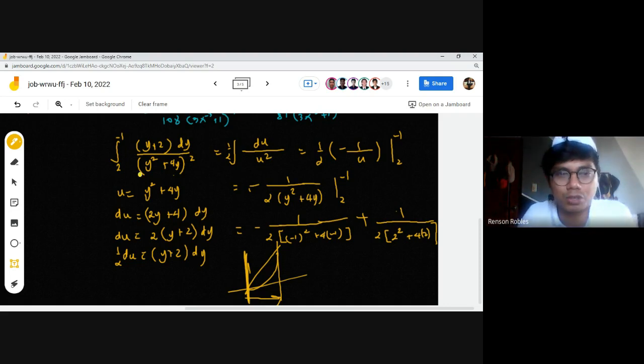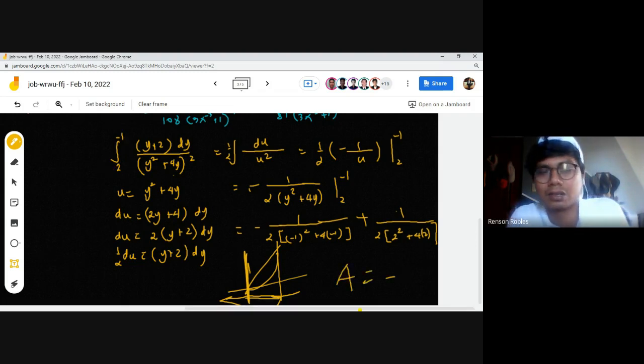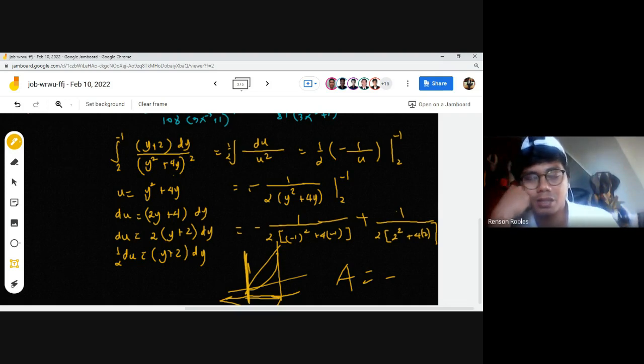So kapag in-approach natin siya from right to left, and that happens whenever the lower limit is larger than the upper limit, nagkakaroon kayo ng negative na area. So nagiging negative yung area kasi you are approaching the area from right to left. Okay? So that means the area will be negative. That means the definite integral will become negative. Yun na lang.